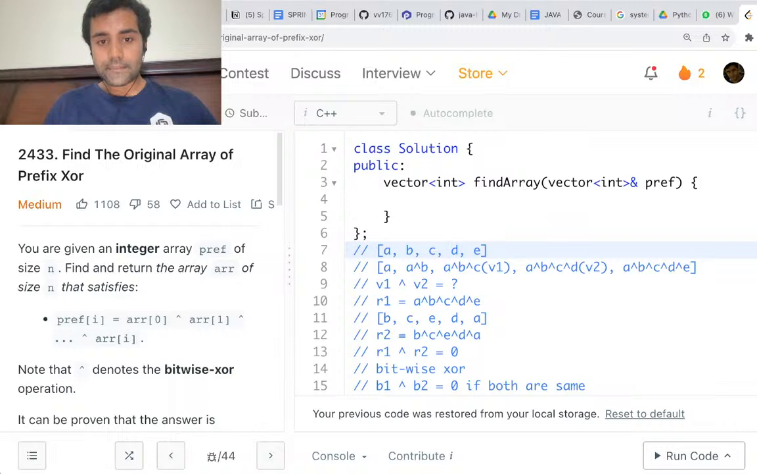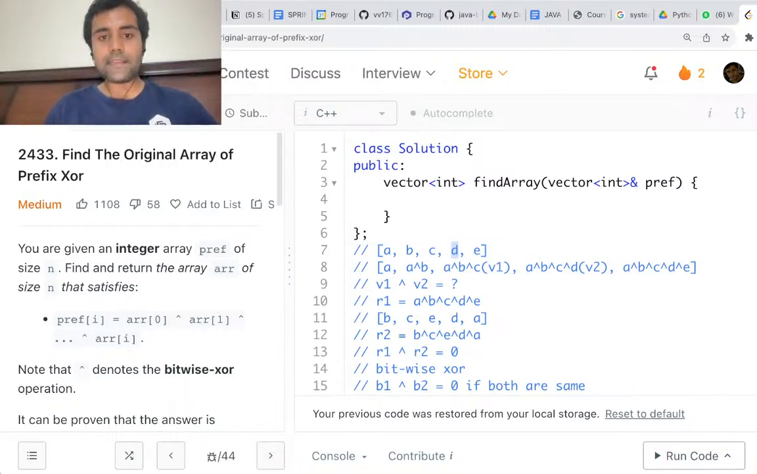Let's say these elements have been XORed up to create V1, and these elements have been XORed up to create V2. Now it is guaranteed that the first I minus 1 elements have been repeated in both the cases. So they will collide with themselves and become 0, and as a result of that only this will remain, and then it will represent the ith element.